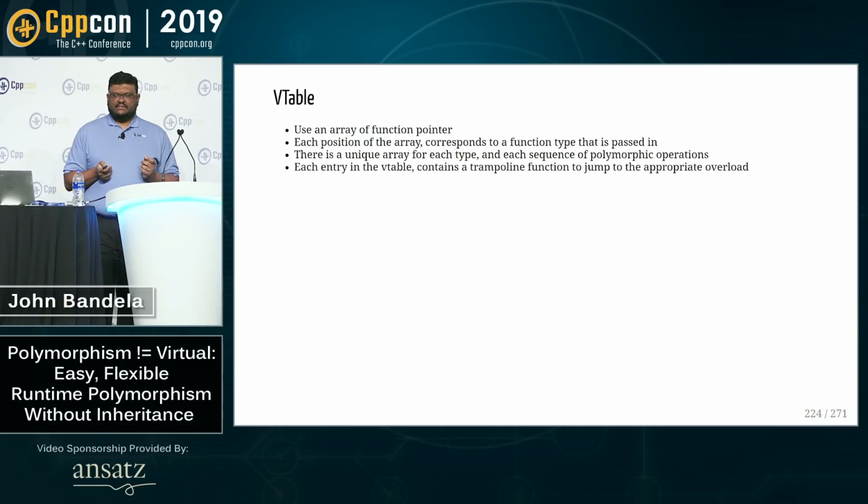So how do we do this? The heart of it is we generate our own vtable. So we use an array of function pointers. Each position of the array corresponds to a function type that is passed in. And for each type and each sequence of operations, there's a unique array. Each entry in the vtable contains a trampoline function to jump to the appropriate overload.